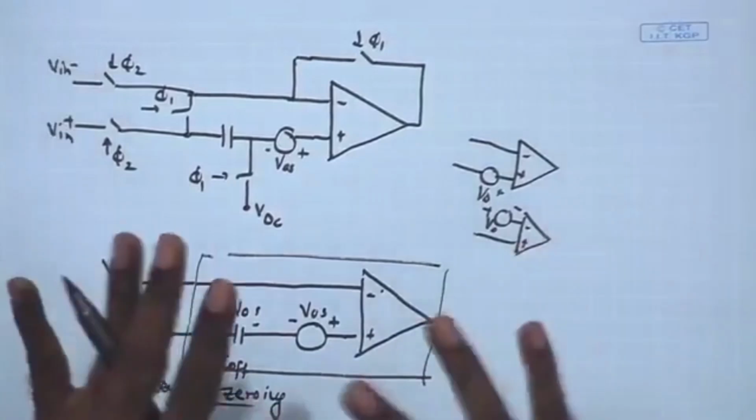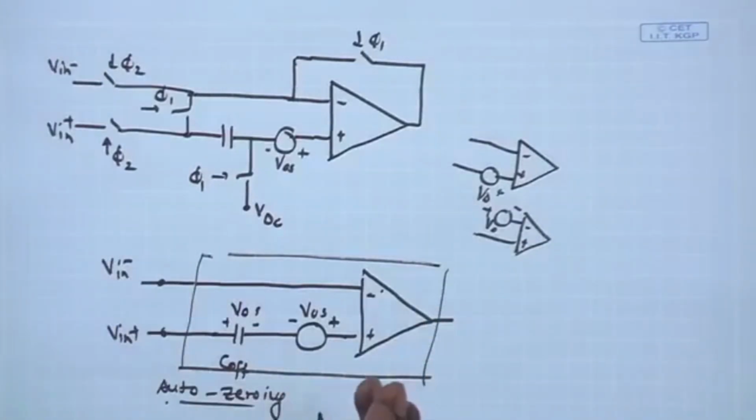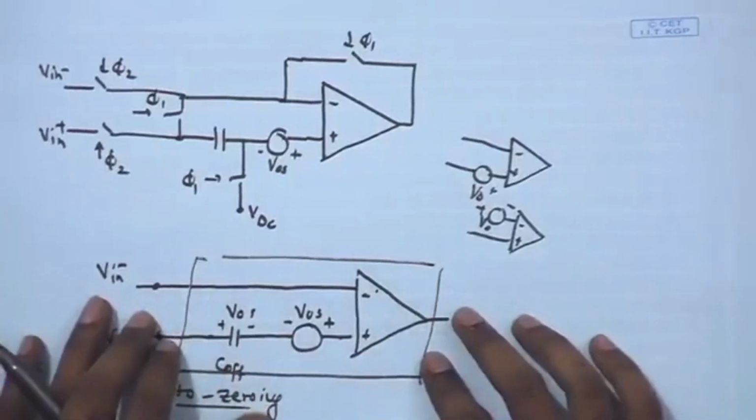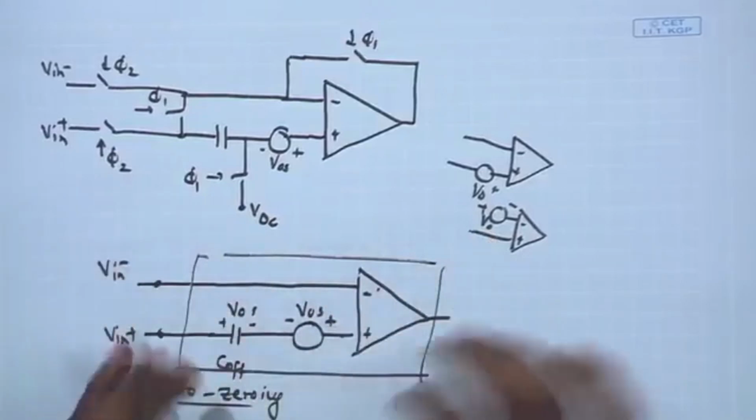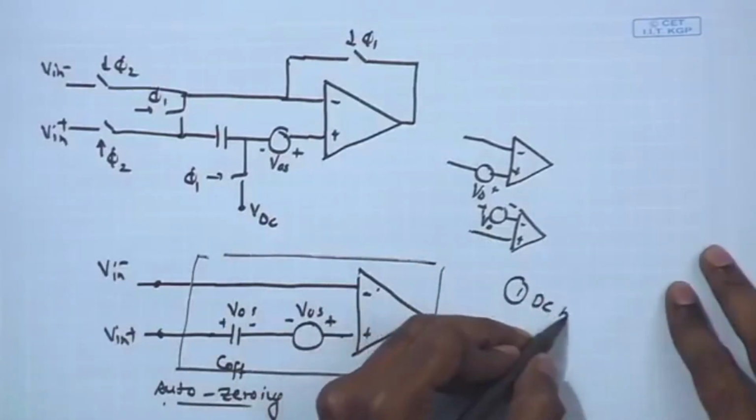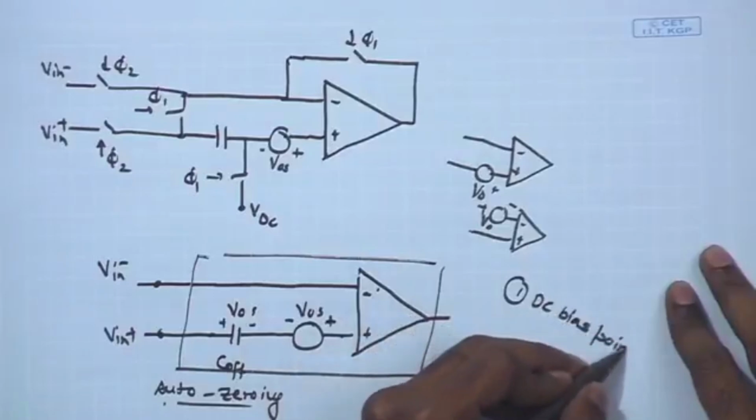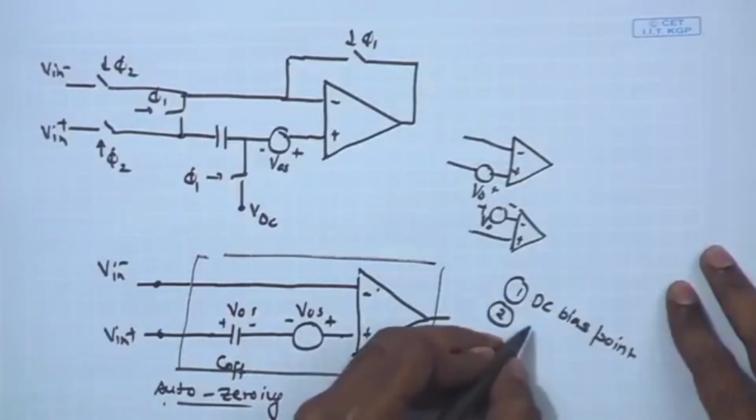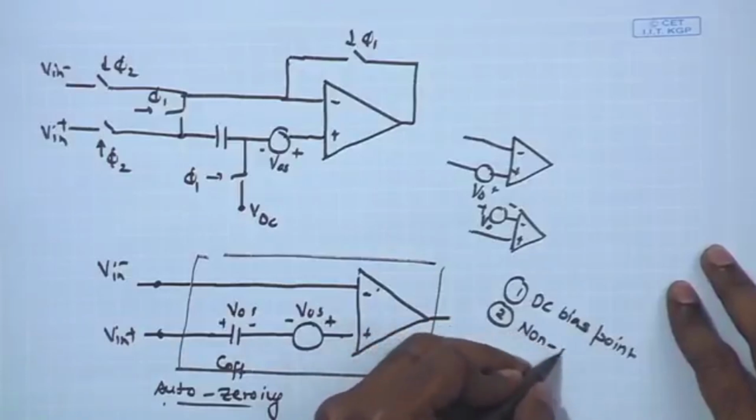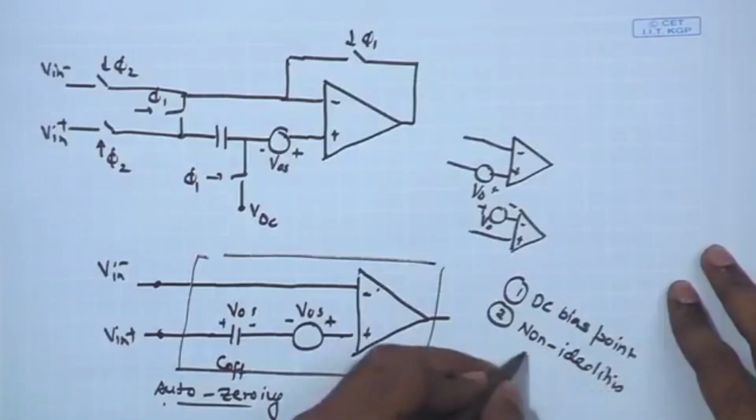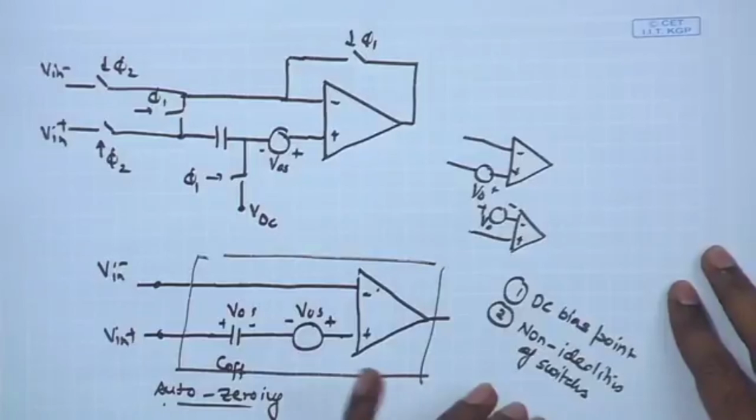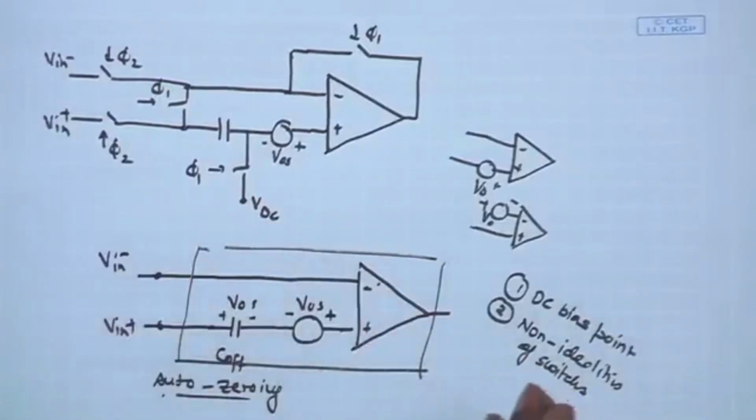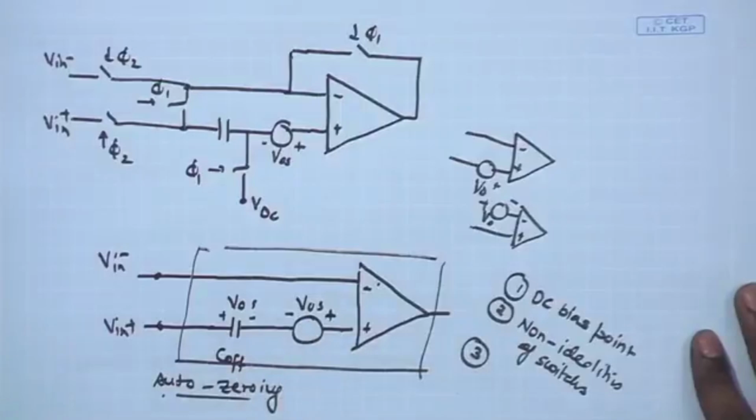For that, there are several issues that we need to look at. First of all, for the overall operation, we need to make sure that the DC bias point is intact. So, we need to see the DC bias point. We need to see the non-idealities of the switches. We have already discussed non-idealities of switches in significant detail. So, once again their implications have to be considered here, and we also need to look at the closed loop response.